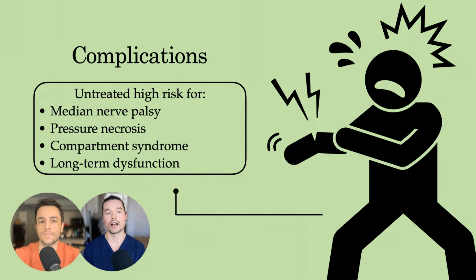All right. So complications, why we have to catch these, they can lead to median nerve palsies, pressure necrosis, compartment syndrome, long-term dysfunction, which includes arthritis. These can sometimes be subtle, and we definitely have to be on the lookout for them.